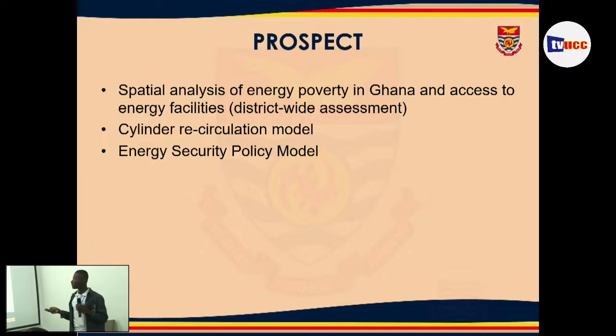For our prospects, that's the future of this product. We want to do a spatial analysis of energy poverty in Ghana, but now we are going to look at the access to energy facilities, such as refilling LPG stations, that could also affect their use of the modern energy services. So in a district where there are no refilling LPG gas stations, we don't expect them to use LPG. So we want to do a spatial analysis to see how that works. And also we want to use ours to back up the cylinder recirculation program that is ongoing, to do the tracking and see how there's going to be improvement in energy poverty in Ghana.